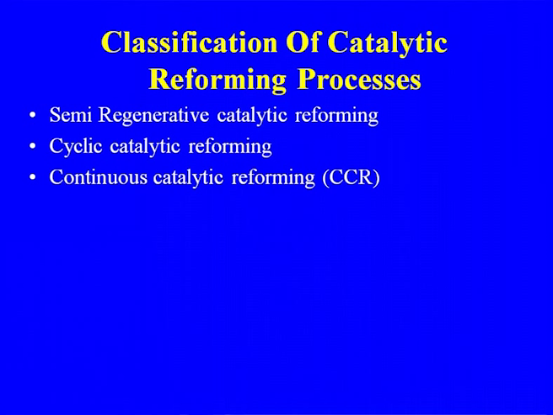Now, let us go to the catalytic reforming part. The classification of the catalytic reforming process: semi-regenerative catalytic reforming; cyclic catalytic reforming, where you are doing the catalytic reforming and one reactor is bypassed; and continuous catalytic reforming, where the catalytic reforming is continuous and at the same time regeneration of the catalyst is also continuous, and then it is recycled.